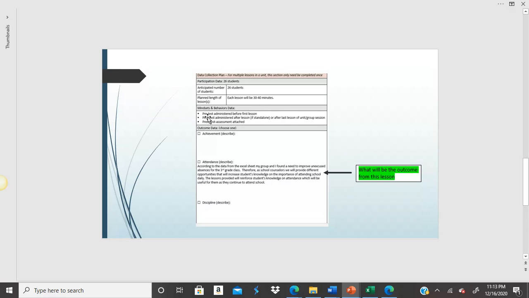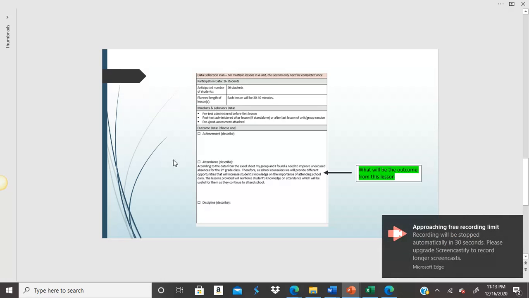You have to create a pre-test and a post-test. Always make sure you provide the pre-test prior to starting your classroom lesson, and then provide the post-test after you complete your lesson. And always make sure you attach it to your lesson plan when you're submitting it.